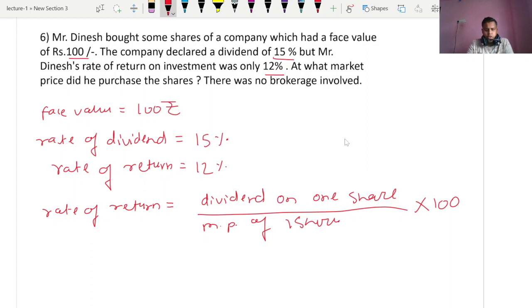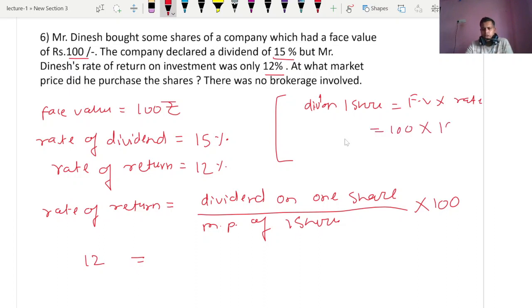The rate of return on investment is 12, which is equal to dividend on one share. So dividend on one share is equal to face value multiplied by rate of dividend. Face value is 100 and rate of dividend is 15, so 15 by 100 means 15 rupees. So this will become 12, which is equal to 15 by market price of one share multiplied by 100.